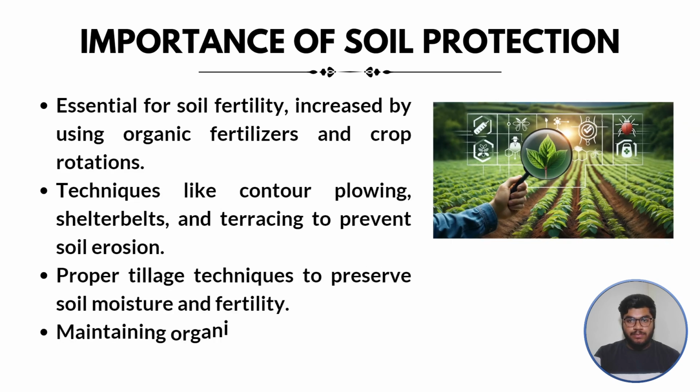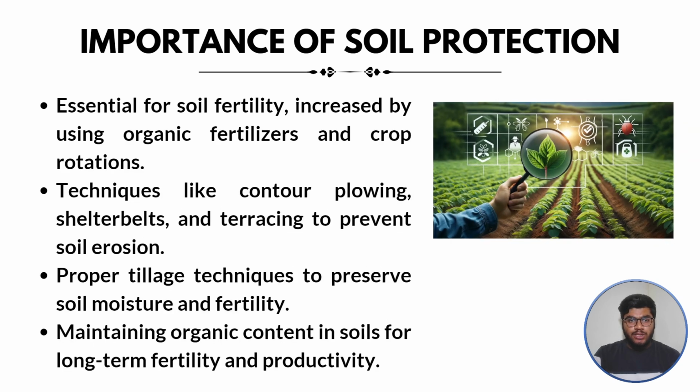Now let us discuss the importance of soil protection. Soil fertility increases by using organic fertilizers and crop rotations. Techniques like contour plowing, shelterbelts, and terracing prevent soil erosion. Proper tillage techniques preserve soil moisture and fertility, and maintaining the organic content in the soil supports long-term fertility and productivity. This is the overall importance of soil protection in the farming system.